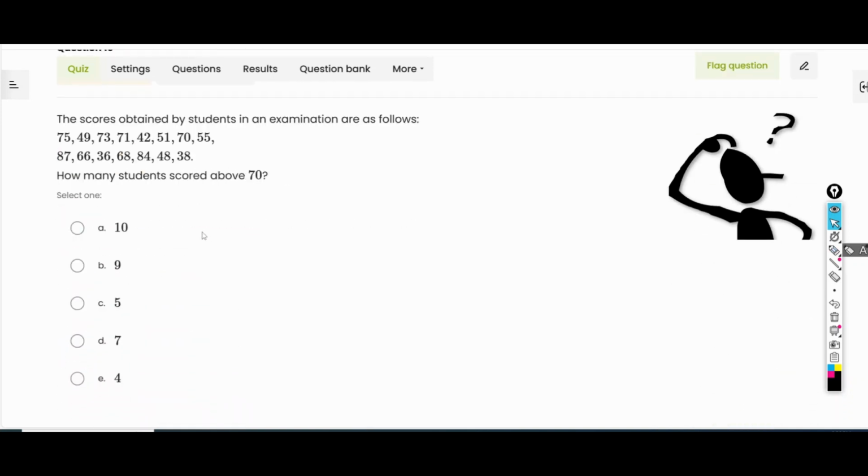19 says, the scores obtained by students in an examination are as follows. Okay, so we have the distribution, how many students scored above 70. Oh, so we just count above 70, we just count. So that's 1, 2, 3. We won't count 70, right? Because 70 is not above, 70 is at. All right, so just 3, 4, 5, I believe. Okay, so 5 students scored above 70.